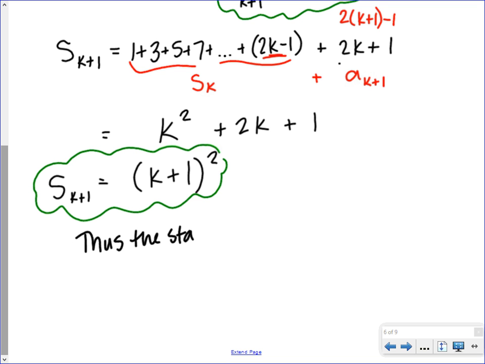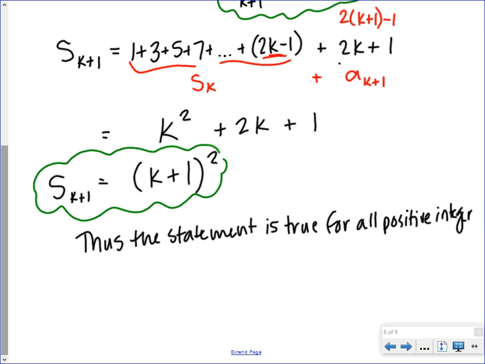Thus, the statement is true for all positive integers. And you could say for all positive integers, or you could say for all n greater than or equal to 1. Those two things mean the same thing. Okay, thus the statement is true. You can also be more descriptive in that statement. You could say thus S sub n equals 1 plus 3 plus 5 plus 7 plus 2n minus 1 equals n squared is true for all positive integers. But at that point, I feel like we don't need to say that again.